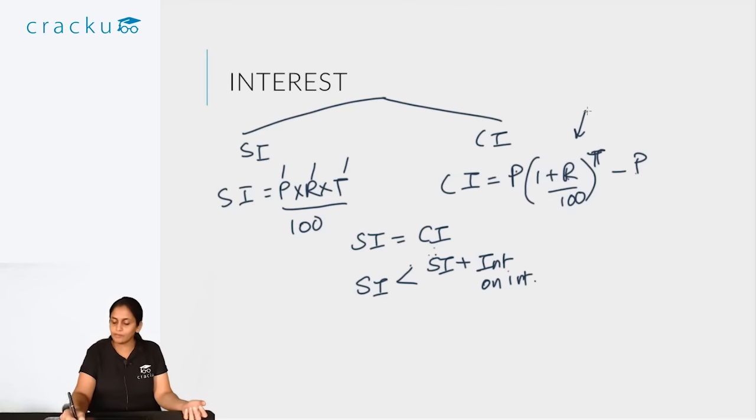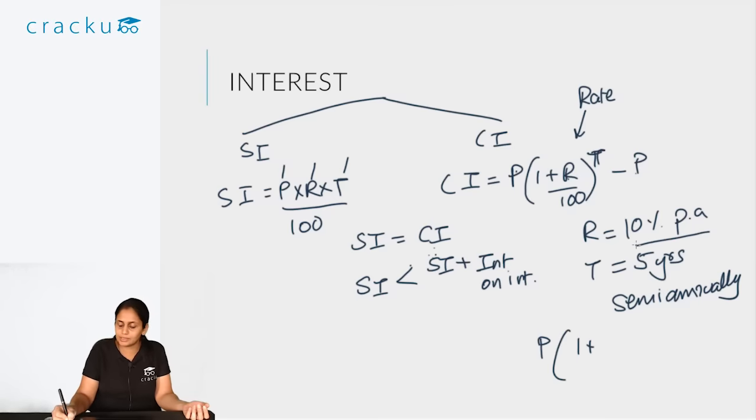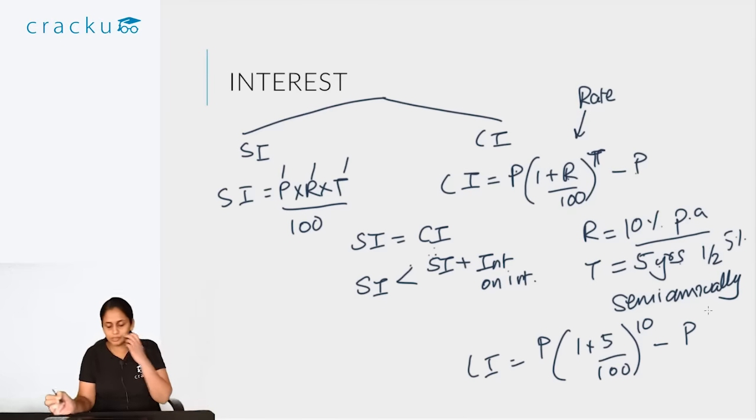In compound interest, you have to be careful about the rate of compounding. Suppose the rate of interest is 10% per annum and you invest for 5 years, but the compounding is done semi-annually. In this case, if the rate of interest is 10% per annum, for half a year it will be 5%. So that is 5 by 100 raised to 5 years into half-year periods, which would be 10 half-year periods. So the compound interest would be P into 1 plus 5 by 100 raised to 10 minus P. So this is what the formula would be. Always be careful about the rate of compounding as well.